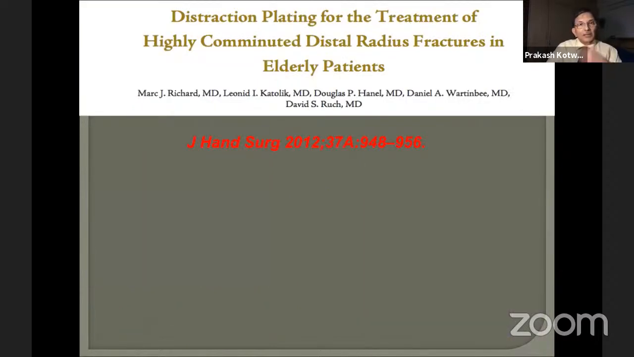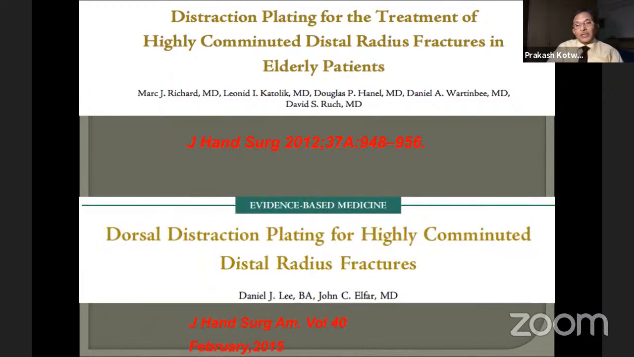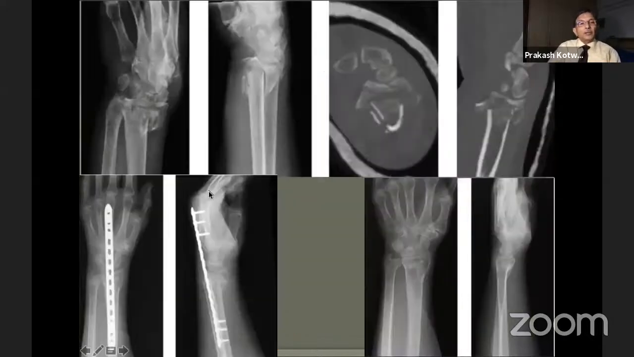Just a word about the distraction plating, which is done on the dorsal side. Although I have no personal experience with this, it is in the literature, and these are very recent articles. And this is what they do. In a very severely comminuted fracture, you would do a dorsal plating. Bypass the fracture and just put the screws into the metacarpal and the distal radius. Keep it for 3 months, and then you remove the plate after 3 months, and this leads to good results.